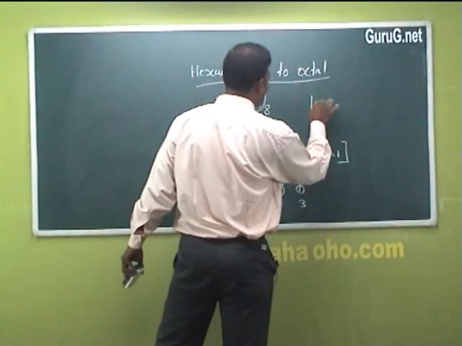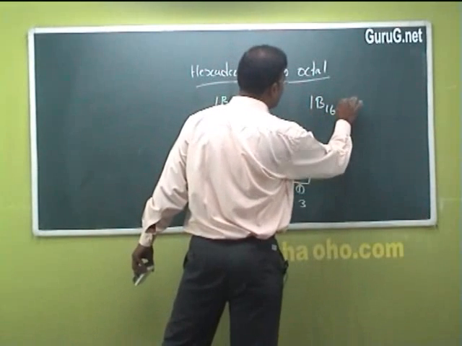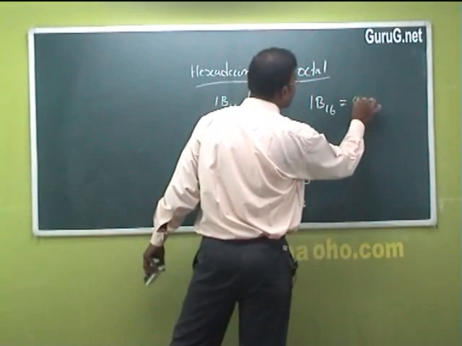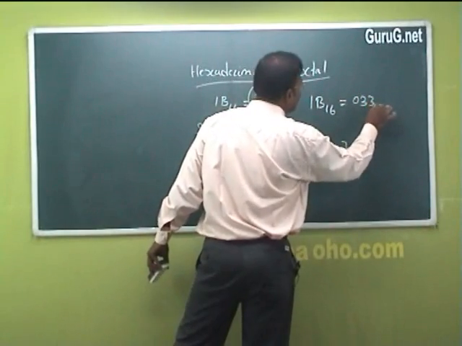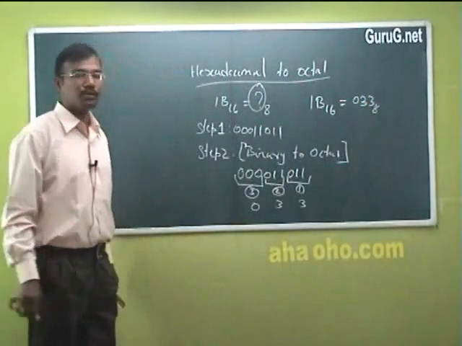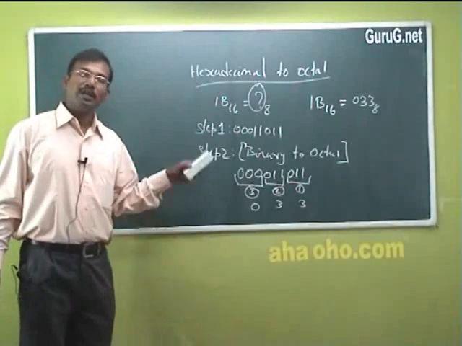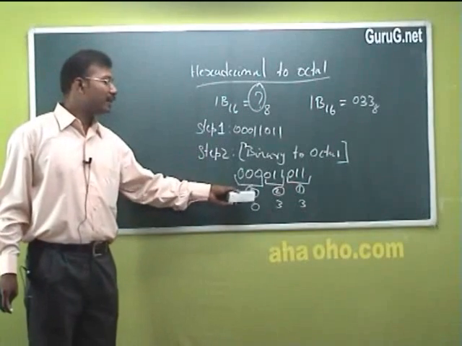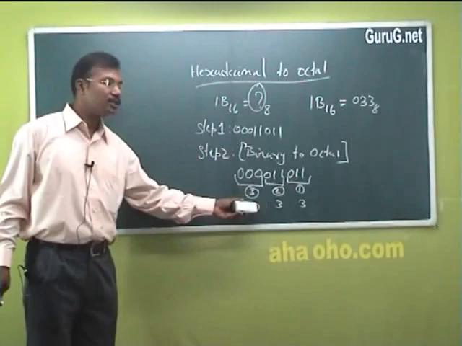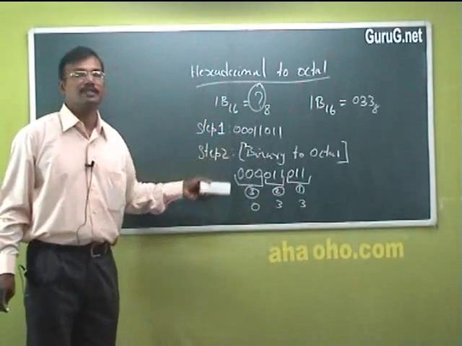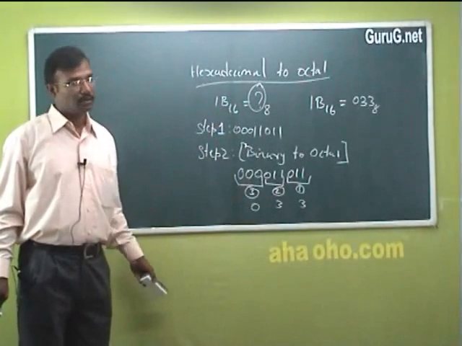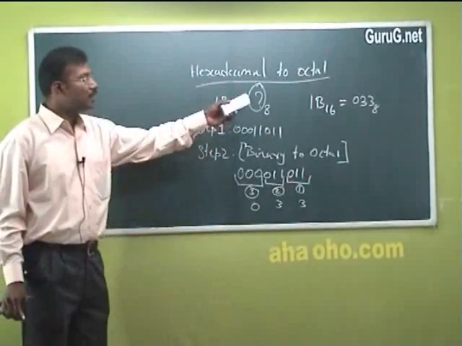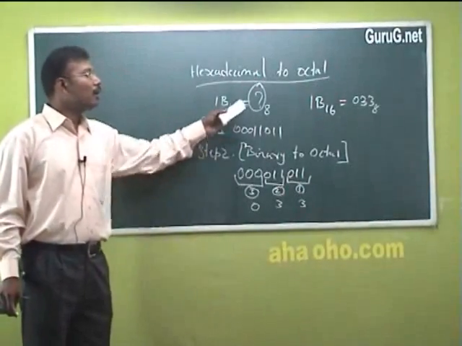You can just see 1B base 16 is equal to 033 base 8. So this is how you need to convert. And of course, in all these things, you can eliminate the 0 if it is in the MSB. Remove this 0, so that is the equivalent: 33 is the equivalent for 1B.